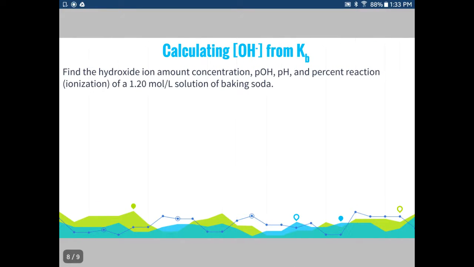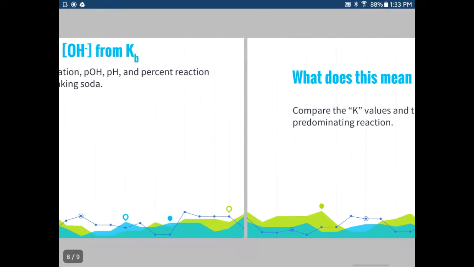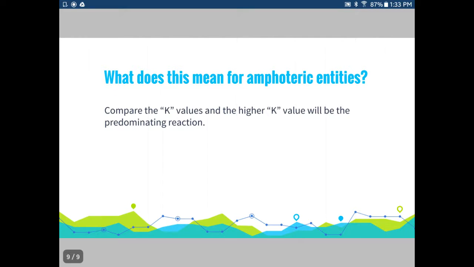Okay, so we can go through one more example here. Oh, no, sorry. This is the same example, which I forgot I had that slide there. Oh well, we did it on another slide. That's all good. So then it says, what does this mean for amphoteric entities? So amphoteric, again, meaning that it can act as both an acid or a base. So essentially we can have something like our hydrogen carbonate that can be a proton donor or a proton acceptor.